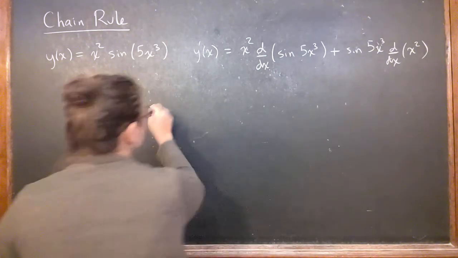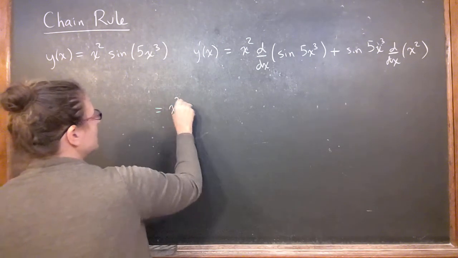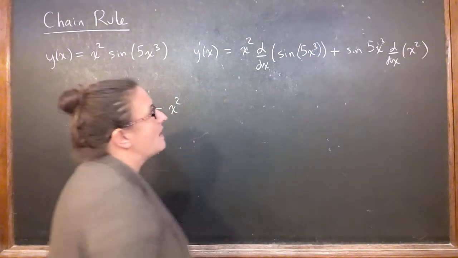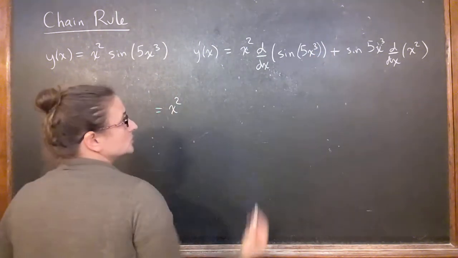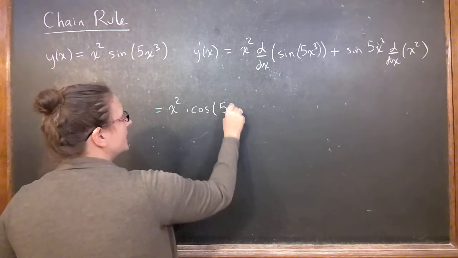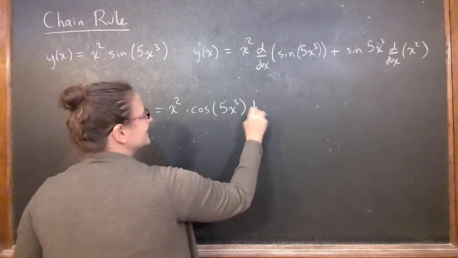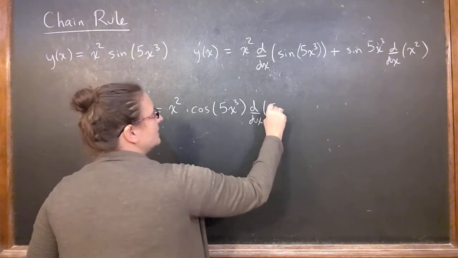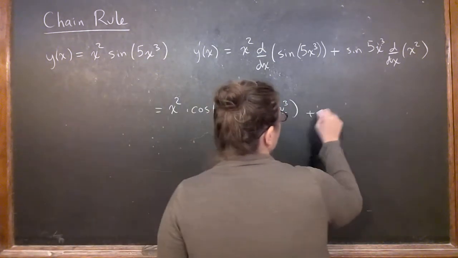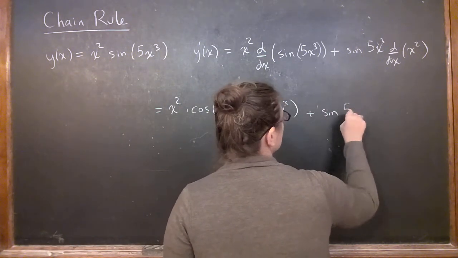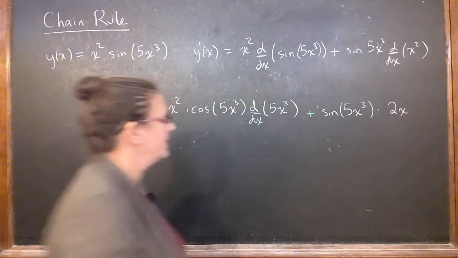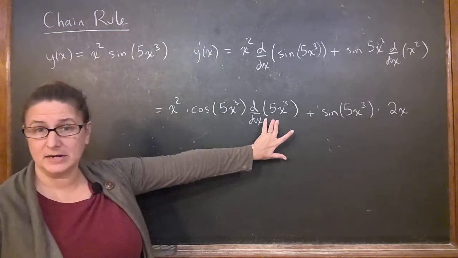Okay, so I've got x squared. Now when I take the derivative of the sine function here, remember I've got that argument in there, so I'm using the chain rule. The derivative of sine is cosine, so I've got cosine of what's inside the parentheses times the derivative of what's inside the parentheses. And then this one is just here, and my derivative is just 2x. Okay, so this guy, the derivative is 15x squared.